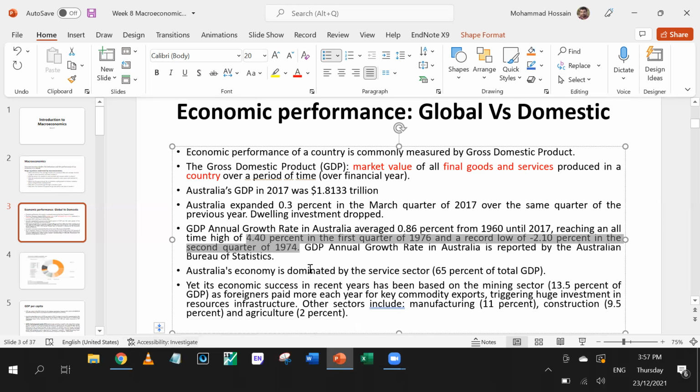Australia's economy is dominated by the service sector, 65%. You will find this type of information from the CIA website, or from different places to collect this information. And these are reliable sources. The CIA website is reliable.